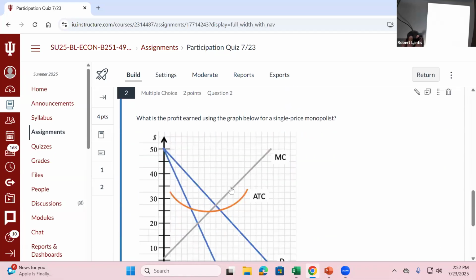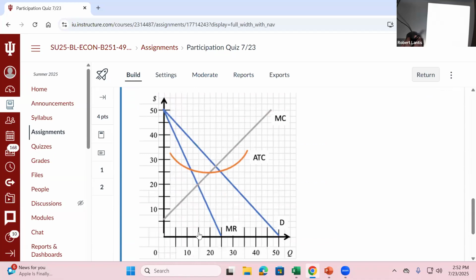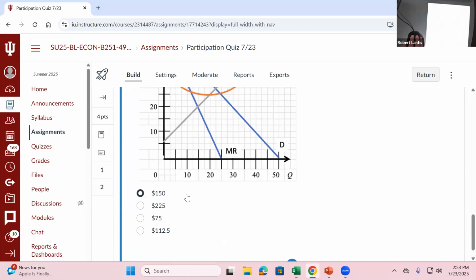And then what are the profits? Once I've identified that profit maximizing quantity, how do I calculate profit? That's just the quantity I'm selling times the difference between price and average total cost. The quantity I'm selling is 15, the price I'm setting is 35, and the average total cost at that quantity is 25. The area of that rectangle would be my profits. What's the height of that rectangle? I'm going from 35 to 25, so 10, times the width, that quantity going from 0 to 15. 15 times 10 should be 150.